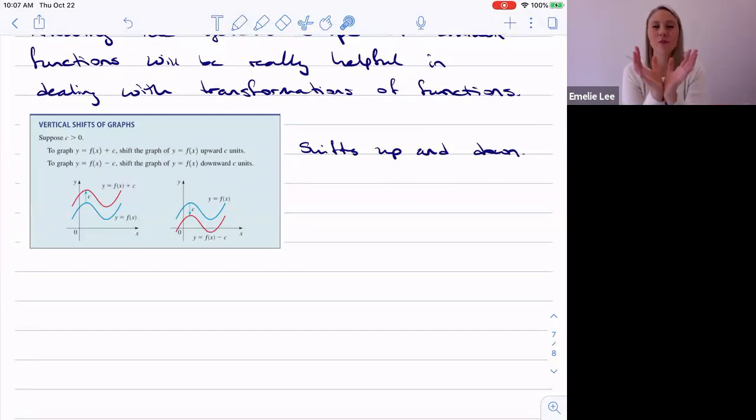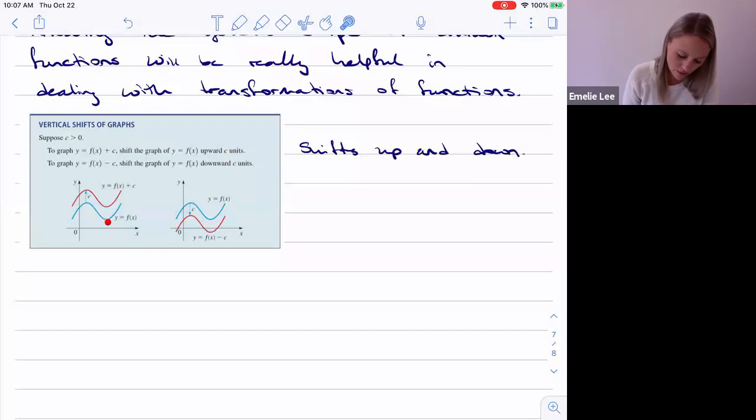So if you're moving a graph up or down, so if you've got this general y equals x squared, right, a nice parabola here, then if you change the y values, right, which is f of x, then what you're doing is you're either adding or subtracting values to the y's, right? So what that looks like is if you have f of x plus c, then you're going to shift the graph of y equals f of x, so that default y equals f of x, up c units.